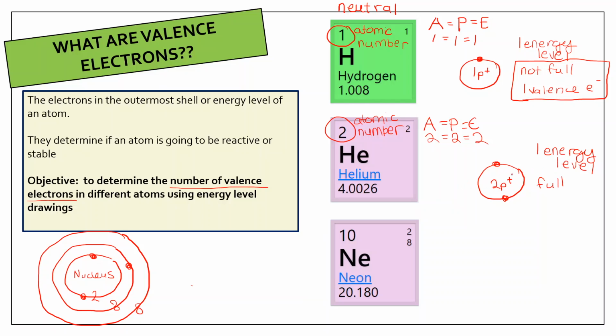And how many electrons are in that last energy level? In this case, the only energy level? 2. So there are 2 valence electrons. It is full, which means it's not reactive. And there's only that one energy level.